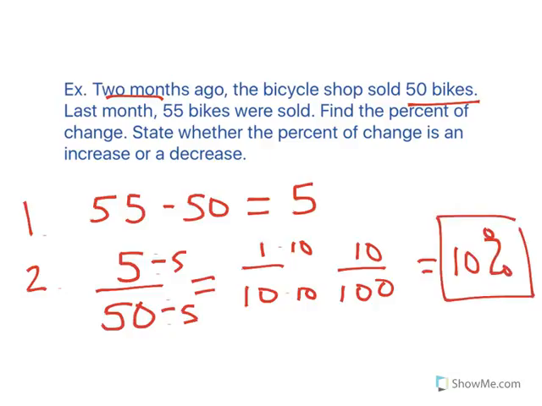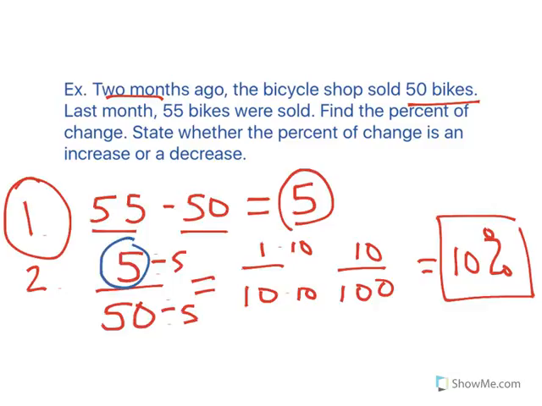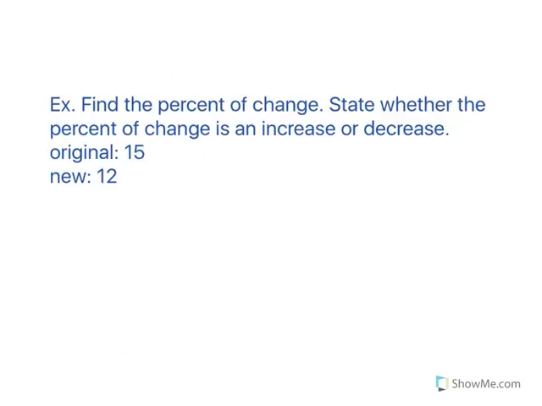So again, I first find the amount of change by taking what I had last month minus what I had 2 months ago to get my change of 5. And then I did my change divided by the original. And my last step was I turned my ratio into a percent. So not too bad. My next example says find the percent of change and state whether the percent of change is an increase or decrease.